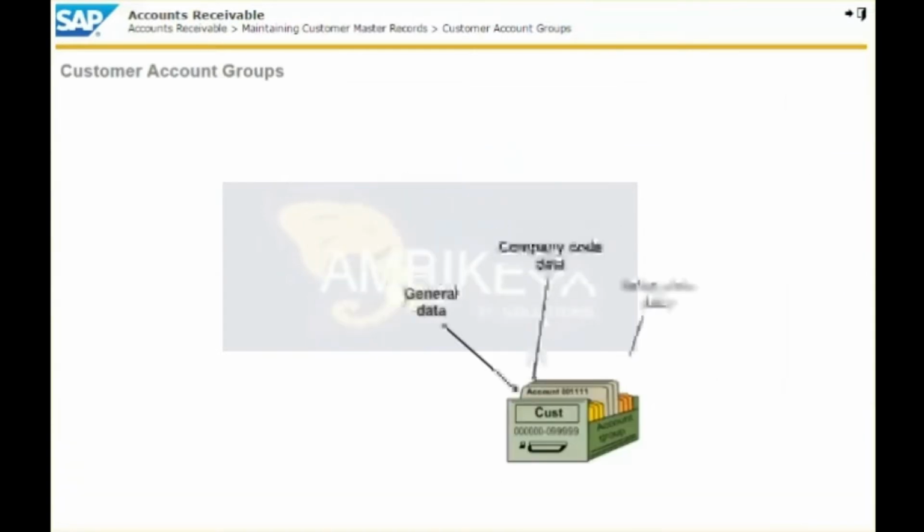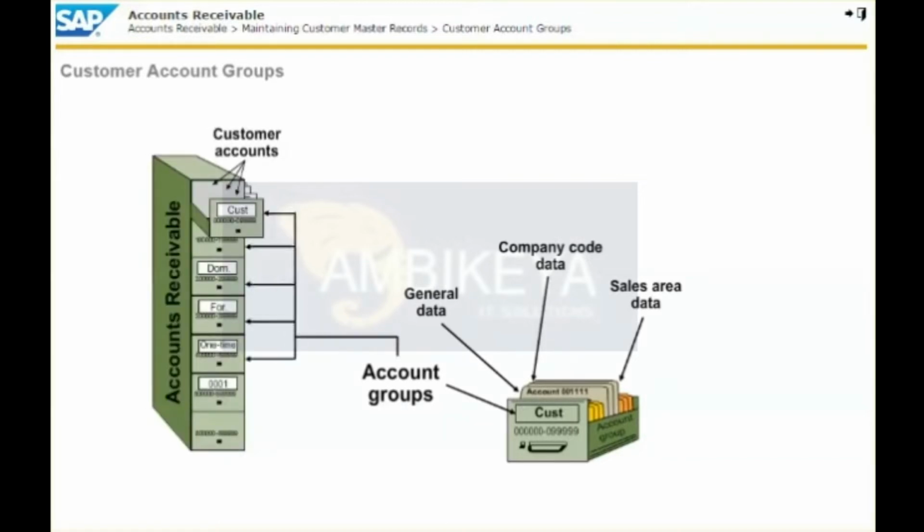In the same way as for general ledger accounts and vendor accounts, customer accounts are stored in various account groups so that they can be organized and managed more easily. The accounts in an account group usually have similar characteristics. For example, you could have one account group for domestic customers, customers abroad, affiliated customers, one-time customers.